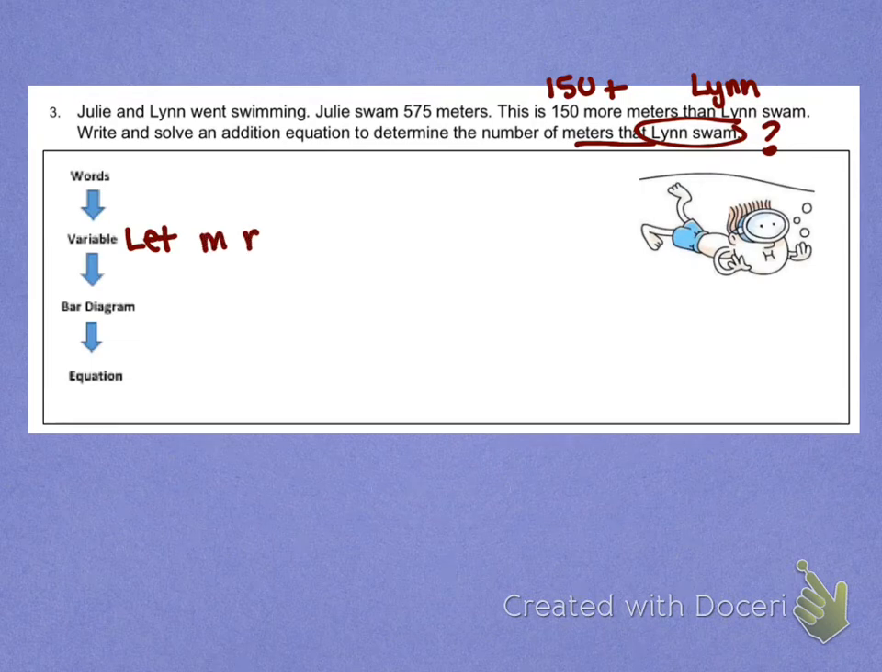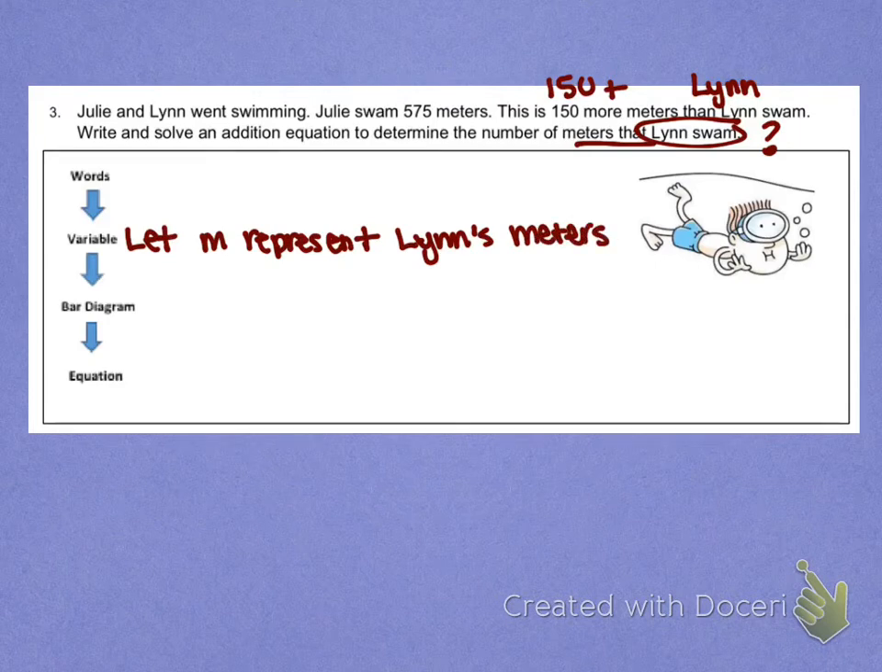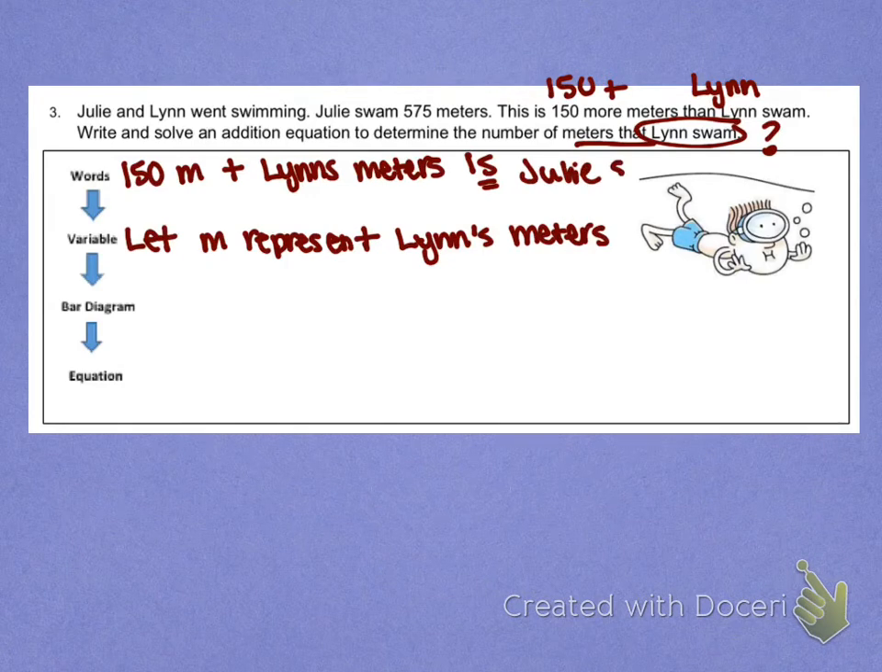So let M represent Lynn's meters. Okay, so then we take our question and we put it into a variable. And then to write, we need to know what's going on. And what's going on is that we have 150 meters plus, because it says more than, Lynn's meters is Julie's. Is equals, remember, Julie's meters.